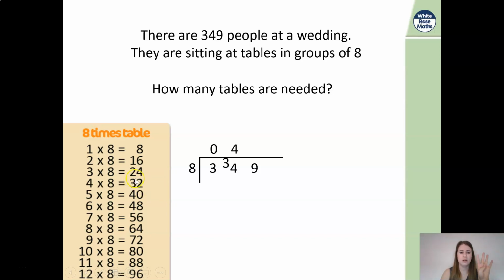But then I need to think, well, 4 lots of 8 was 32. And I was looking for 34. So how do I get from 32 to 34? Well, that gives me a remainder of 2. So I'm going to carry my 2 across.